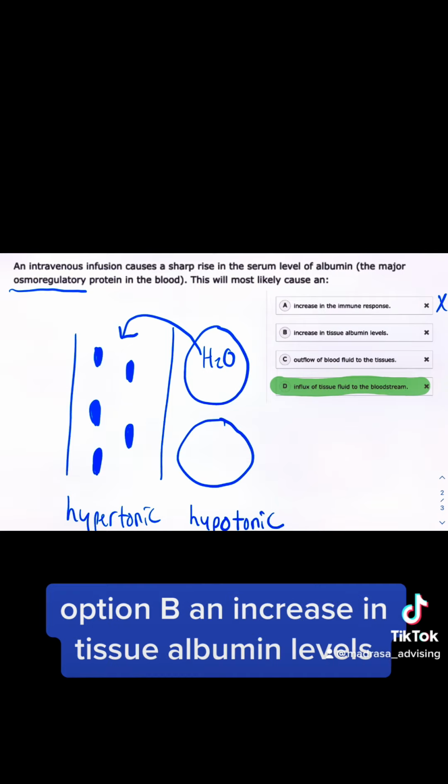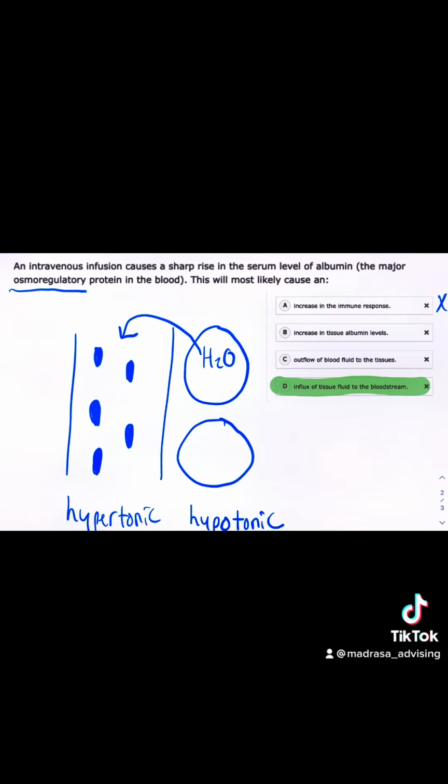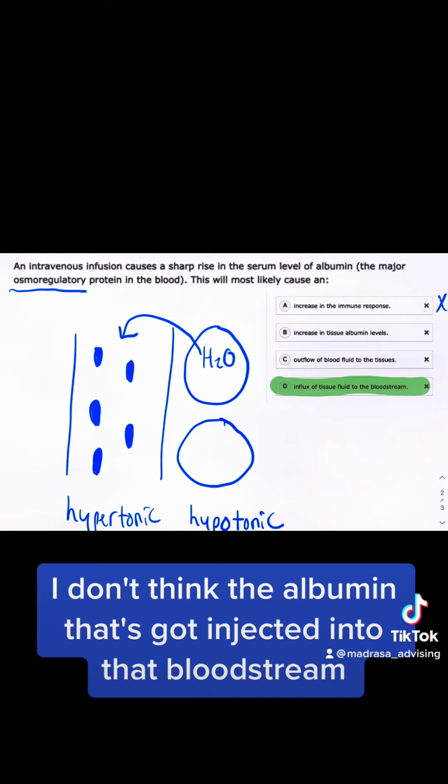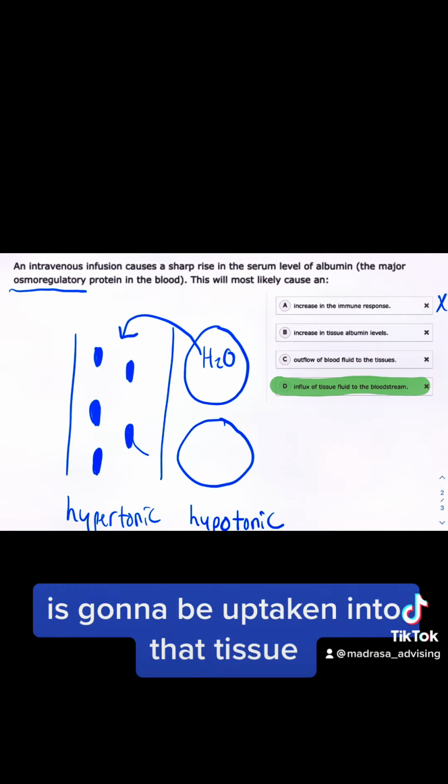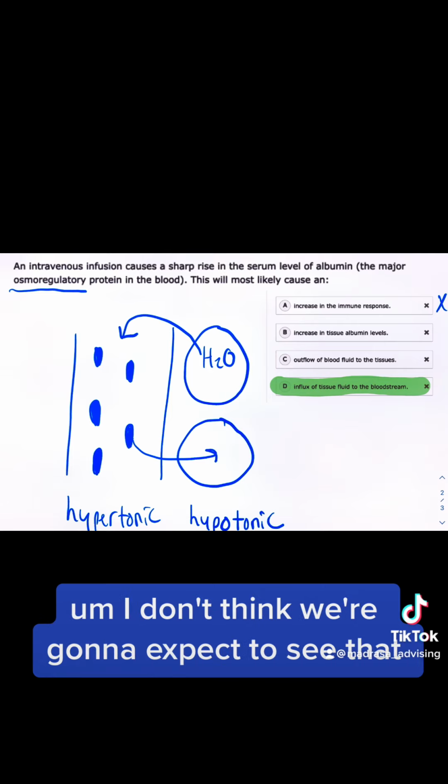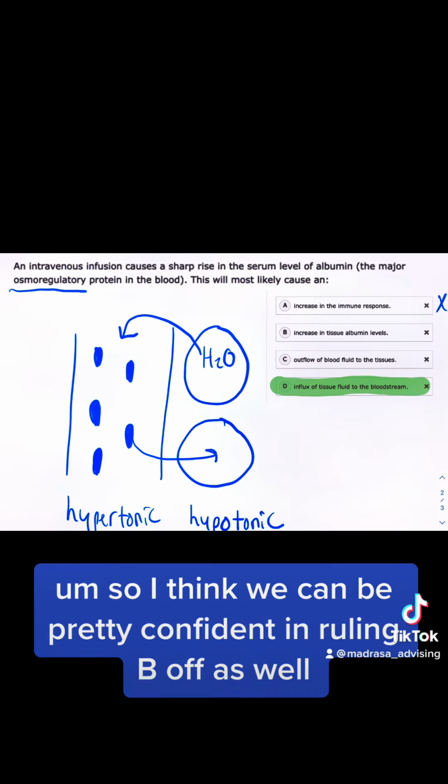Option B, an increase in tissue albumin levels. I don't think the albumin that's injected into that bloodstream is going to be taken up into that tissue. I don't think we're going to expect to see that. So I think we can be pretty confident in ruling B out as well.